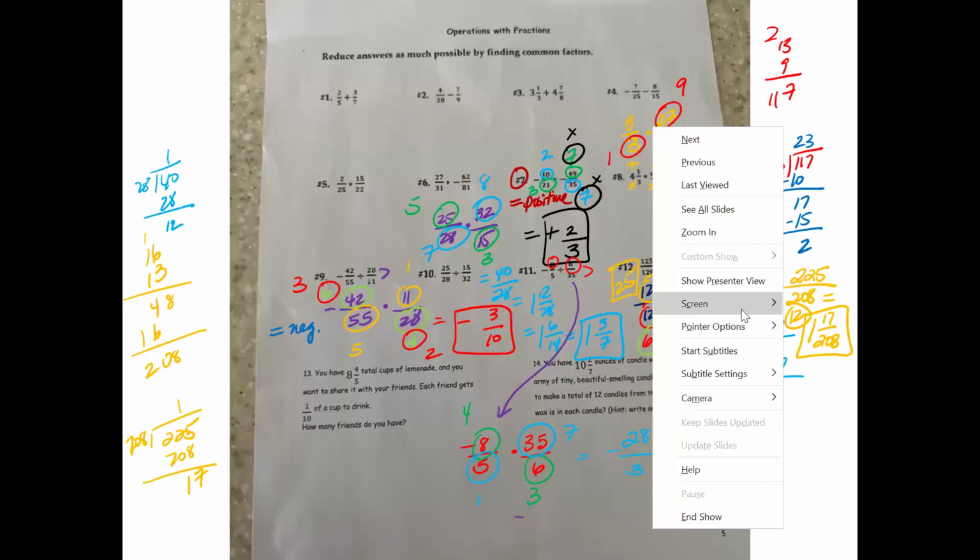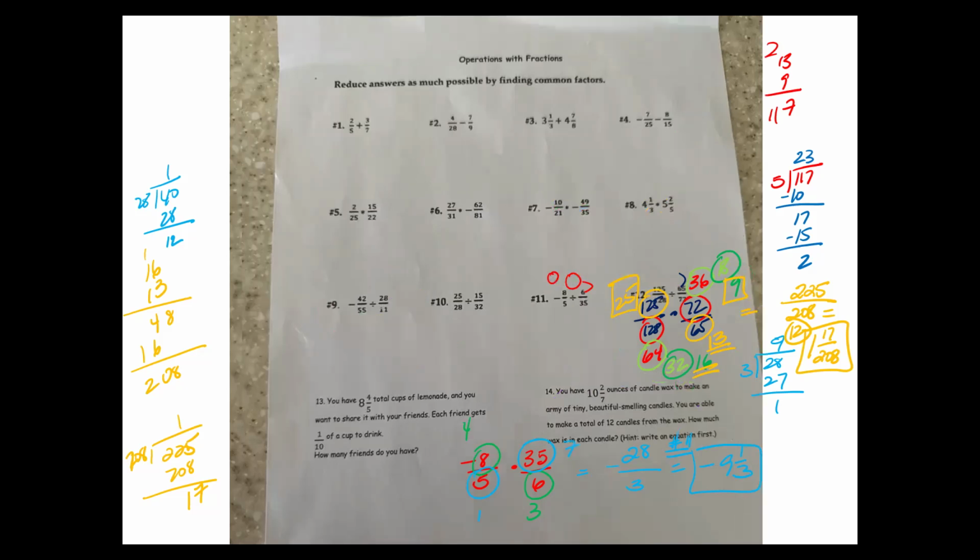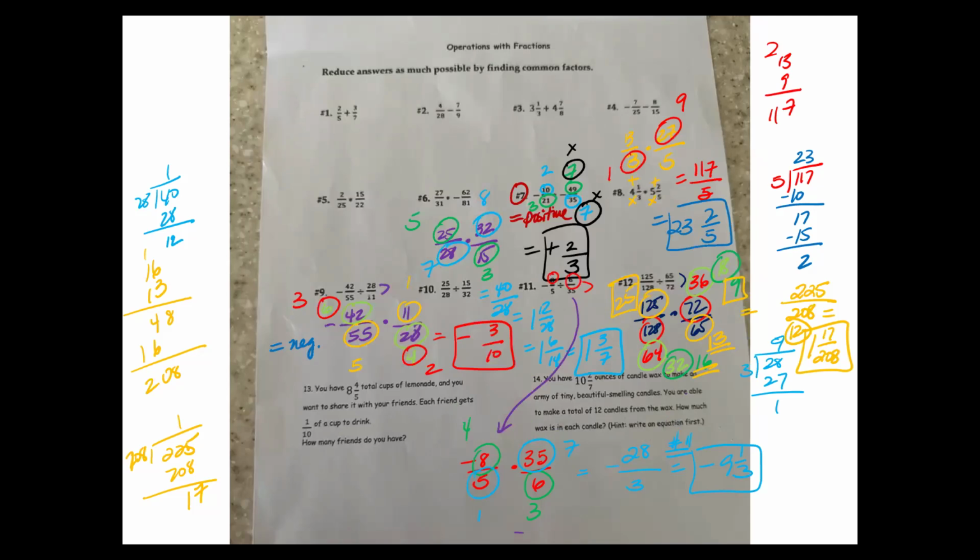Next, we're going to go to number 13. So you read question number 13 for me, please. Okay. We have 8 and 4/5 cups of lemonade, and we want to share with our friends. Each friend gets 1/10 of a cup to drink. How many friends do you have?